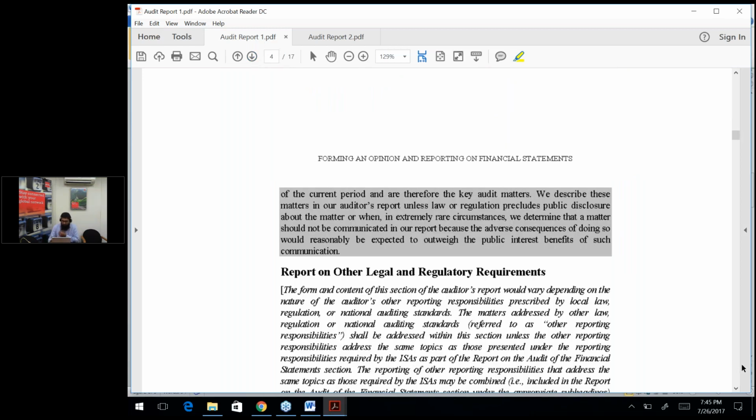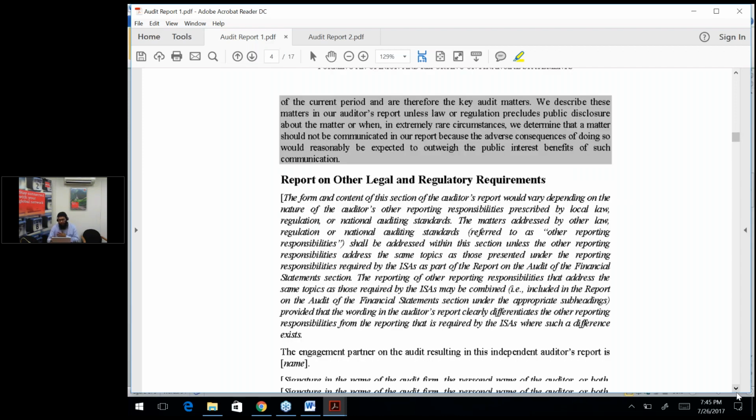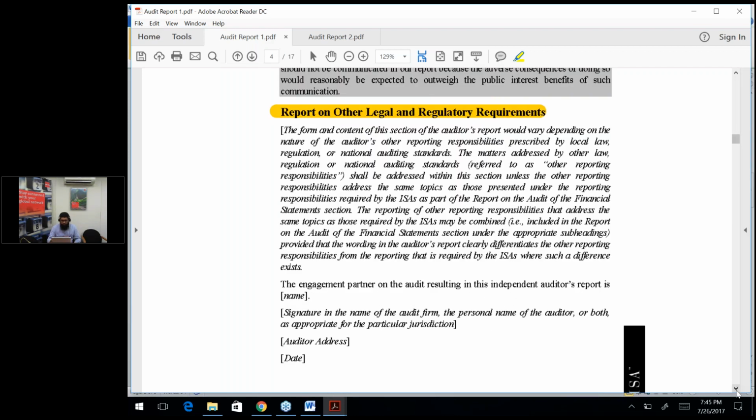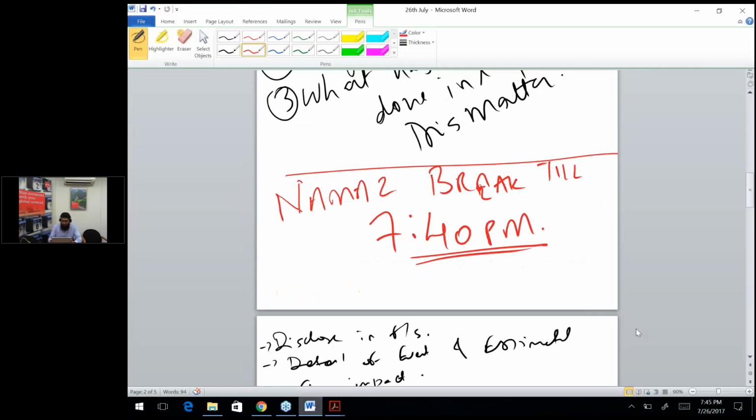And then we have a section on report and other regulatory requirements, which depends upon the local laws. And then you have the name of the engagement partner, the signature of the engagement partner, and at the same time the auditor's address and the date. So these are the general contents of the audit report, and the sequence has changed. A lot of things have actually changed. Now let's move forward. This is the basics of the audit report that we have gone through.